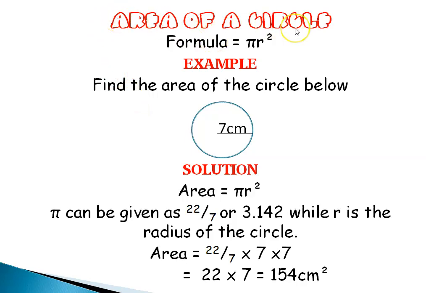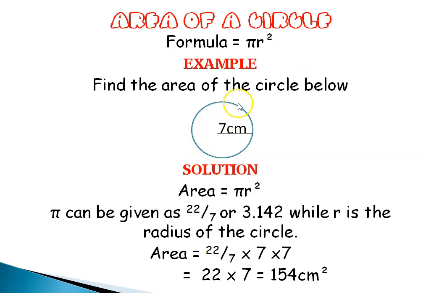Now let's get to the circle. Area of a circle. The formula for the area of a circle is pi r square. So you still remember that the value for pi is 22 over 7. Let's look at this example. Find the area of the circle below. This is the circle, and you've been given the distance from this point to this point at 7 centimeters. If you're given the distance from this end to this end, that becomes the diameter. So you have to divide it by 2 to get the value for the radius.